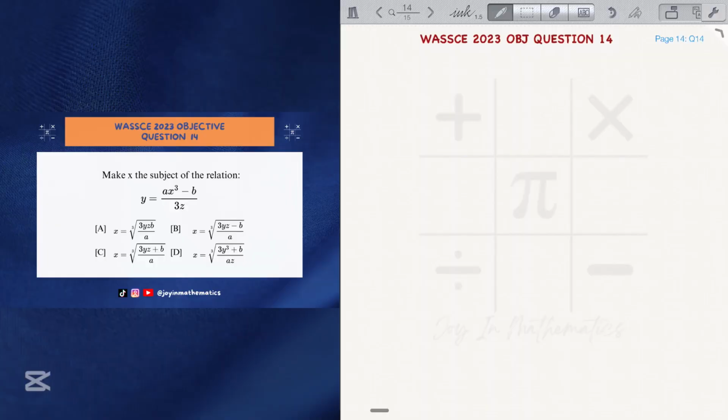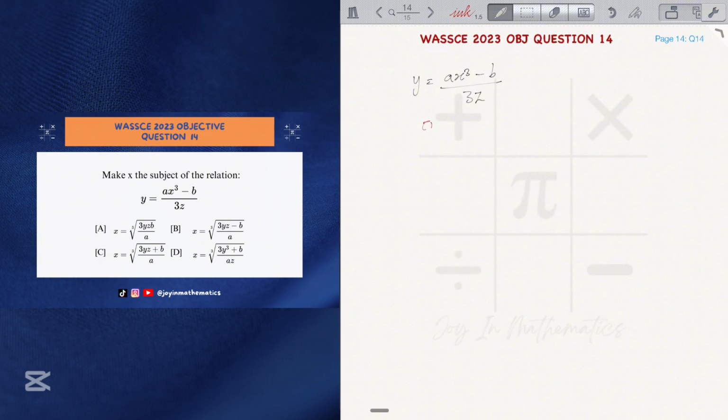Let's move on to WAEC 2023 objective question 14. We are asked to make x the subject of the relation, and we are given that y is equal to ax raised to the power of 3 minus b, divided by 3z. Now we want to make x the subject of the formula. So the first thing we will do is to cross multiply.